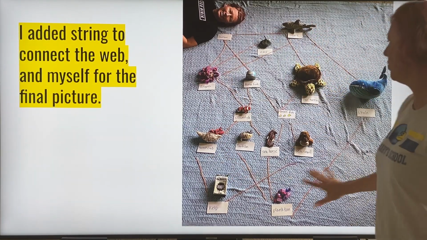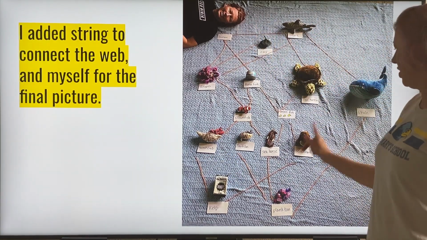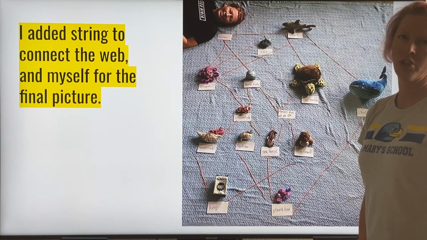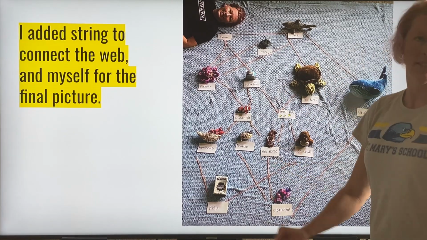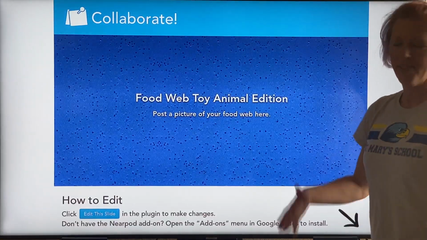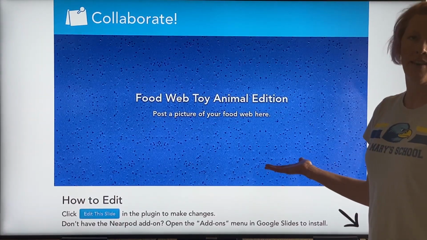So this is the food web I created, and I just linked them all together with orange string, and then I took a picture of myself and my food web all together. This is where you would post your picture of your food web.